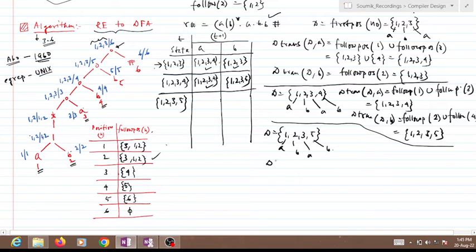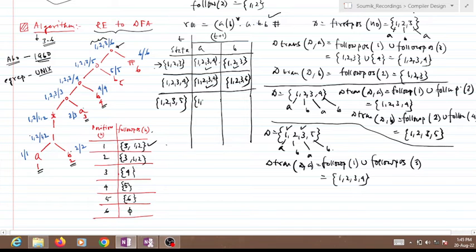So D trans of D comma A equals, for A, we have to find the follow pos of 1 and 3. So follow pos of 1 union follow pos of 3. Follow pos of 1 is 1 2 3, and follow pos of 3 is 4. So it will be 1 2 3 4.